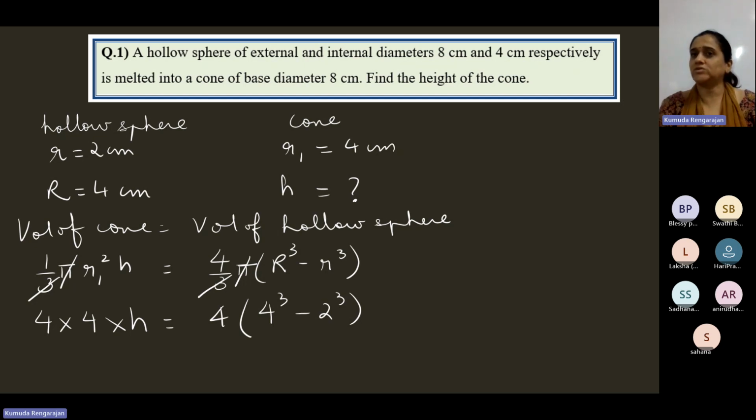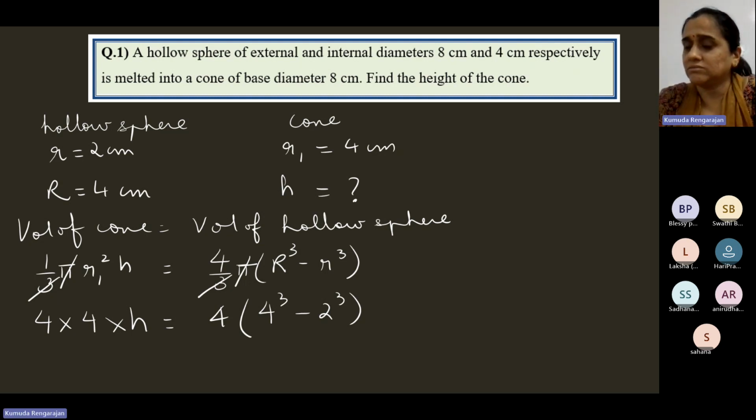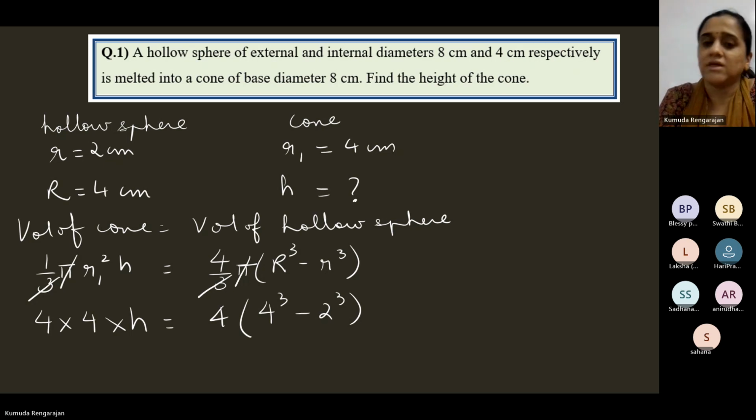The procedure is: read the question, identify the solids introduced in the question, write the solids, and write down whatever values you need for them. Like for a cone, you need radius and height. For a sphere, in this case, you need 2 R's. After that, write the equation in words. Then replace with the relevant formula, substitute the values and simplify. That's all.